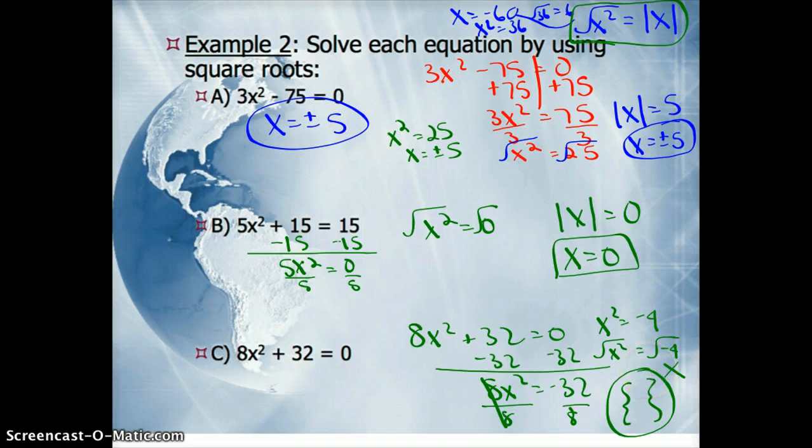I'd like you to think about this: if you had just pictured what this graph looks like, that y-intercept would be at 32, and that's also the vertex here, and it would be opening up. So I think it's kind of obvious to see that it's never going to cross the x-axis, and it's going to have no solution.